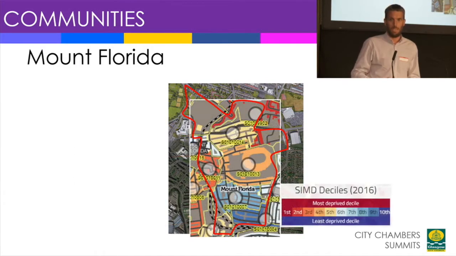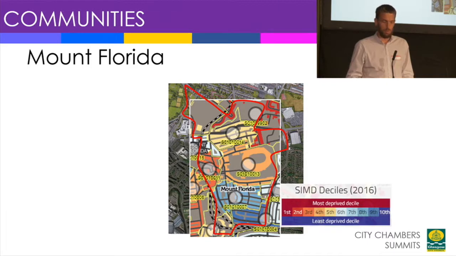If I overlay the Scottish Index of Multiple Deprivation, you can see the red area shows pockets of relative deprivation and the blue areas of relative affluence compared to the Scottish averages. So that just shows that we've got a huge variety of people that we're trying to represent.